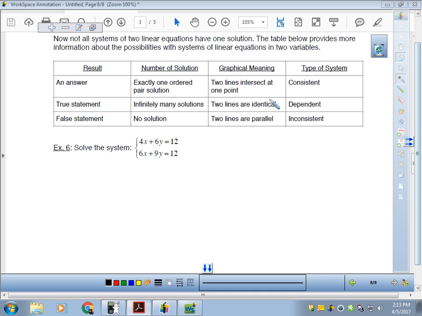So with that in mind, let's look at example 6. Example 6, we have 4x plus 6y equals 12, and 6x plus 9y equals 12. We could solve this with substitution or elimination. It didn't tell us how to do it. I'm going to use elimination, and I think I'm going to try and make the x's cancel by getting a common coefficient of 12. So I think I'm going to multiply this one times 3. I'm going to multiply this one times negative 2.